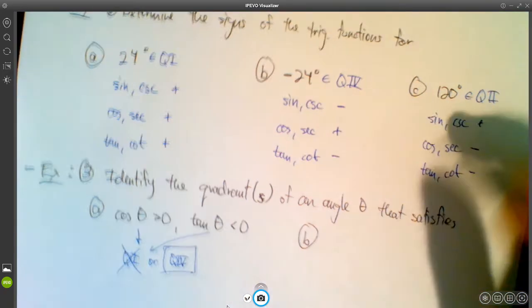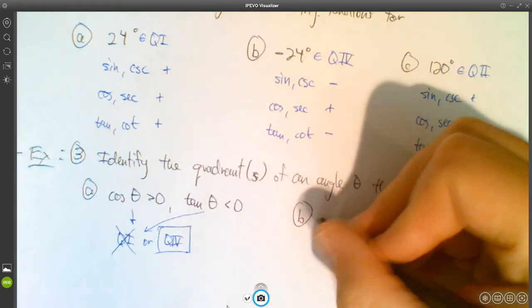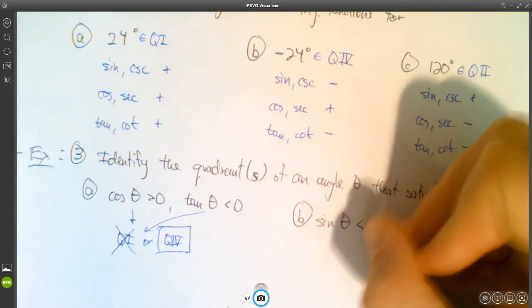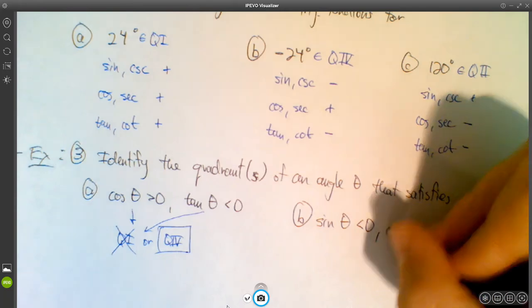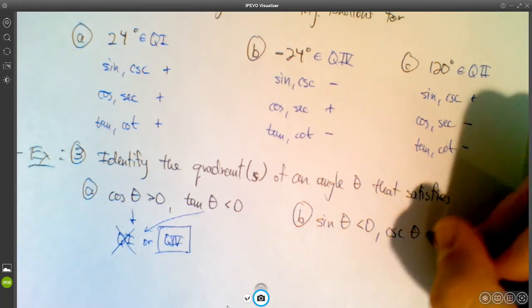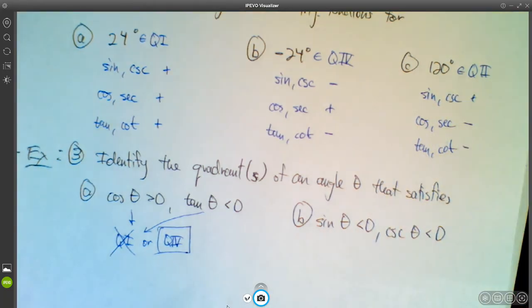So let me give you another one. And I'll let you pause the video and work this one out on your own. But let's do sine theta less than 0, cosecant theta less than 0. So pause the video, see if you can work that one out.